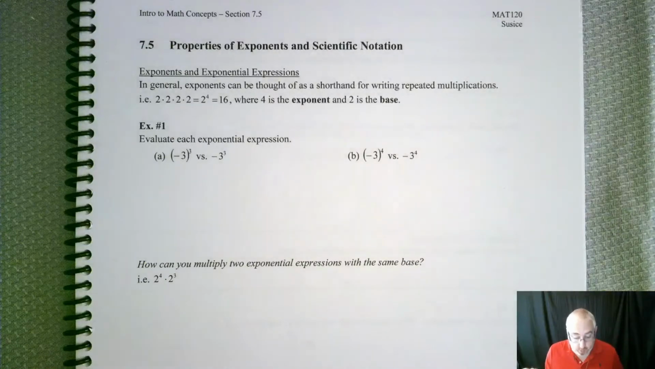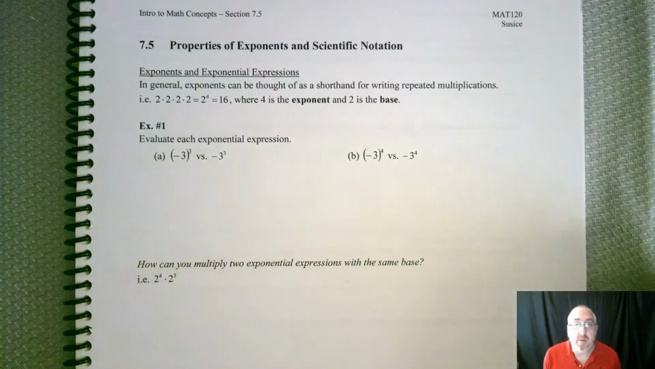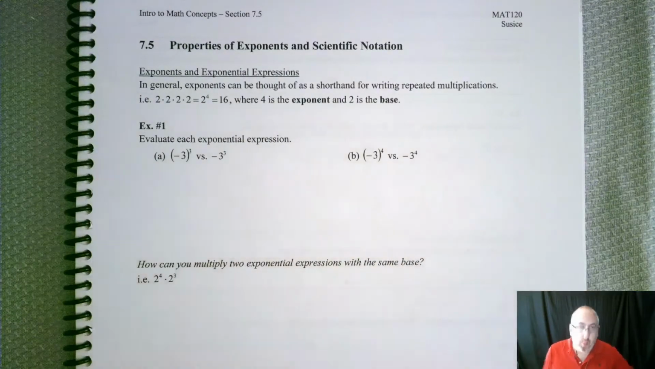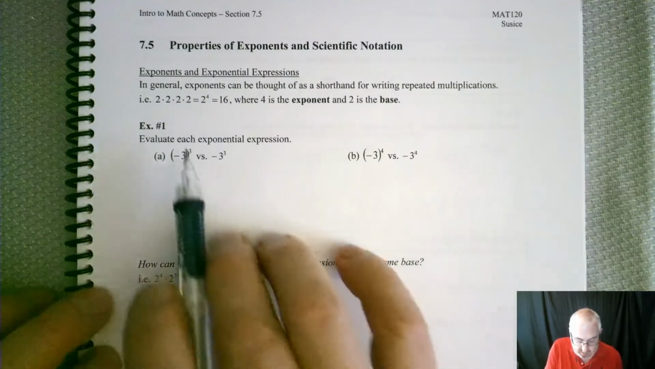All right, welcome back. We're going to jump into 7.5 now, which gets into properties of exponents in scientific notation. So we've been dealing with exponents a little bit. We haven't gotten into the technical terminology and things like that. So we're going to do some of that now, and then we'll see some applications eventually.